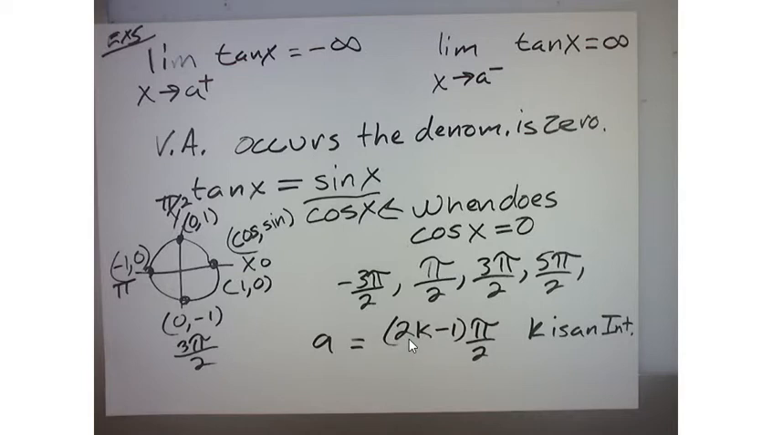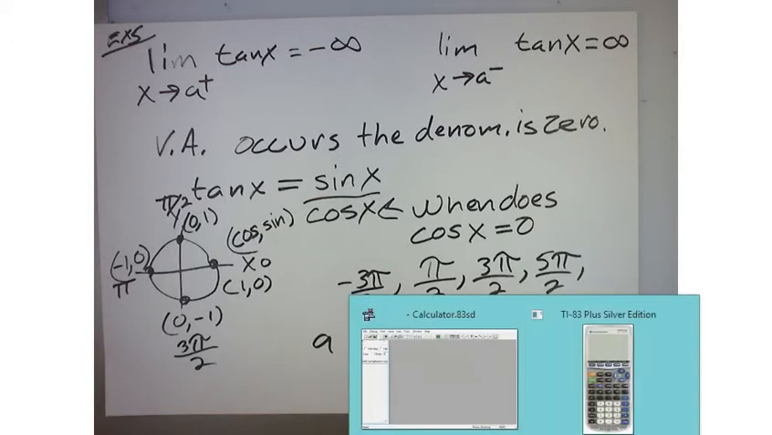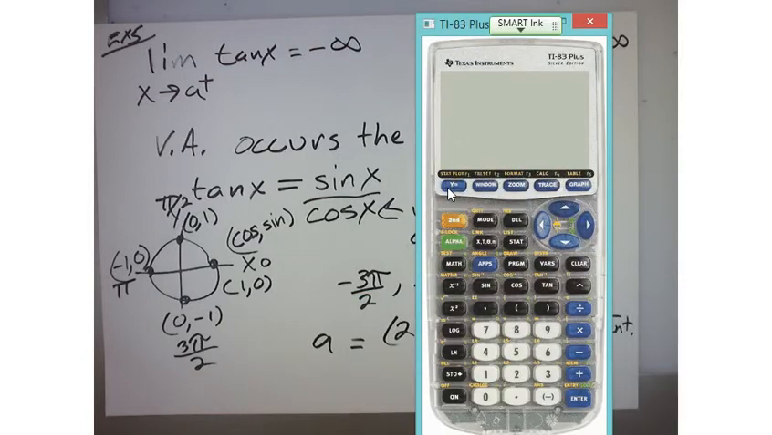2k is always an even number, right? Because even numbers are multiples of 2. 2k minus 1 is an odd number. You can put a plus 1, I guess, if you wanted to. It doesn't matter. All right, so what does that mean? That means that I have a vertical asymptote at some odd multiple of pi over 2.